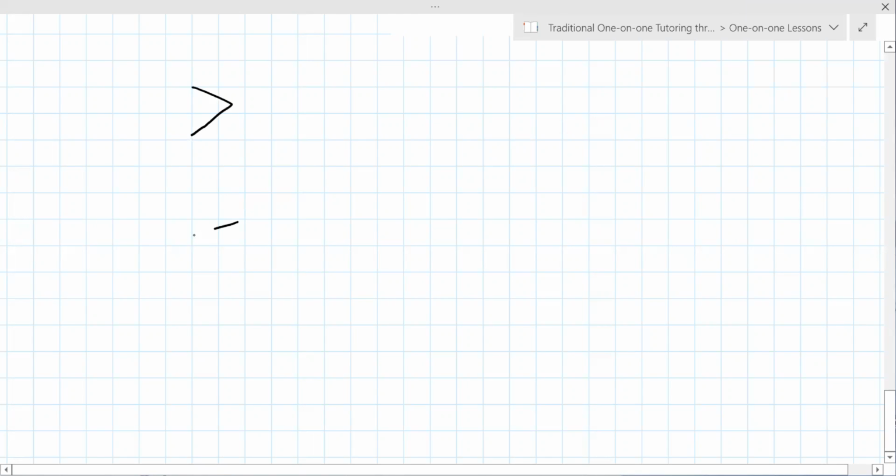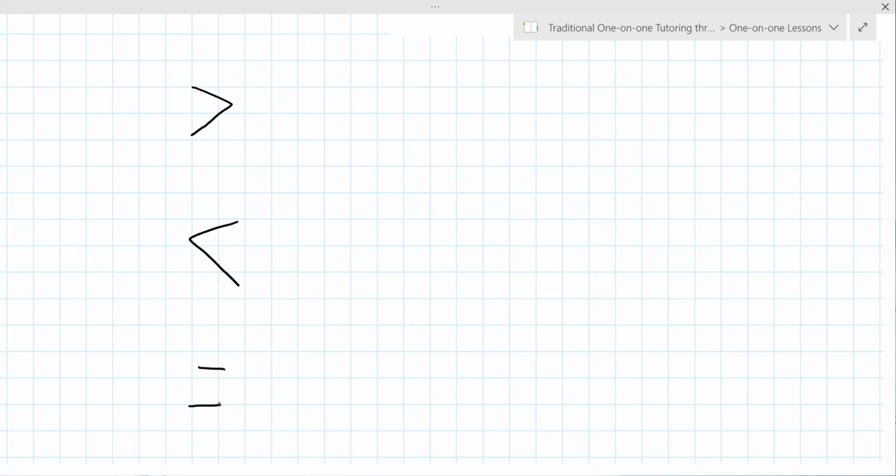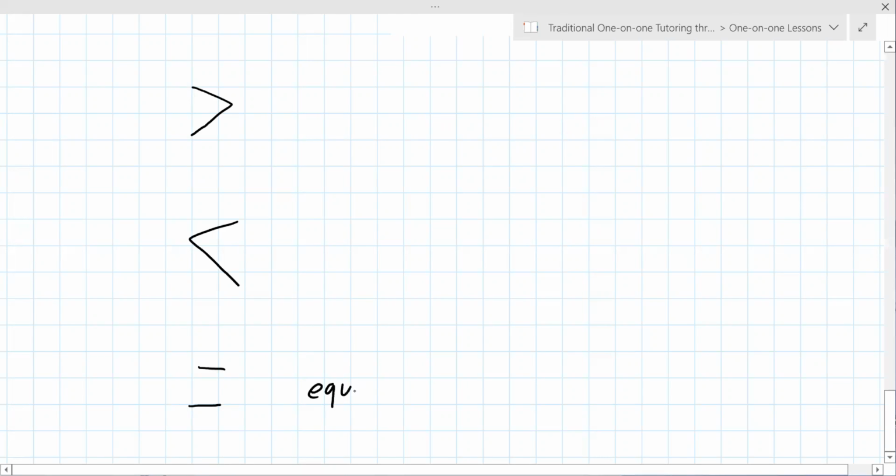Just as a reminder here, can you tell me what each of these symbols mean? I know that the bottom one is equal and the top one is less than. Top one is greater than. Greater than. How about the middle one? Do you remember what that is? Less than. Very good.